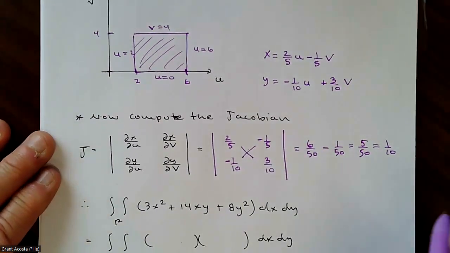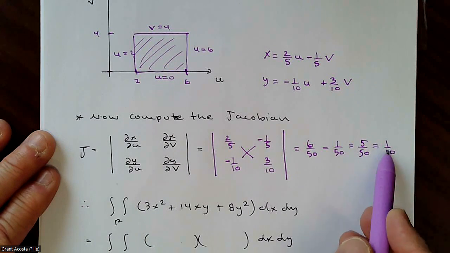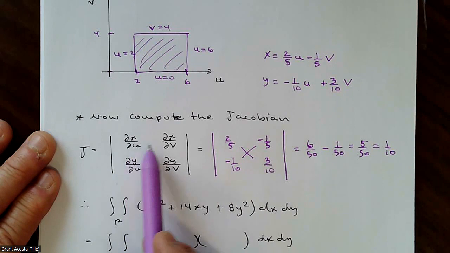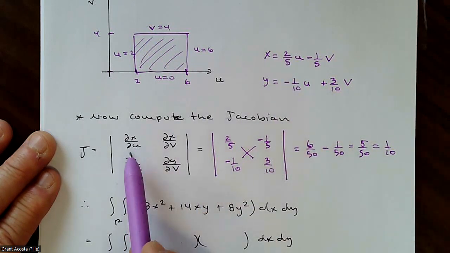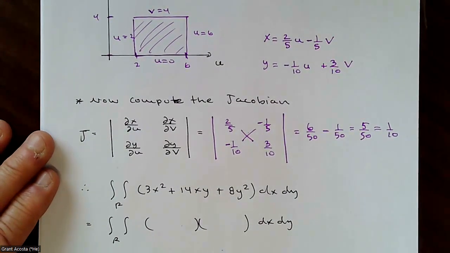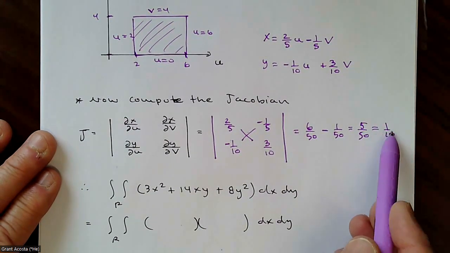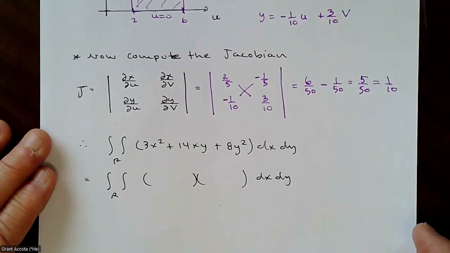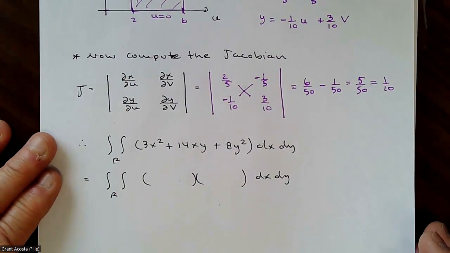There are some situations, I don't think I mentioned this on the previous video, where your Jacobian comes out negative. If you had assigned u and v the other way around, you might have gotten negative 1/10. And so we always take the absolute value. We're looking for a positive value for the Jacobian of how much the area expanded or contracted.